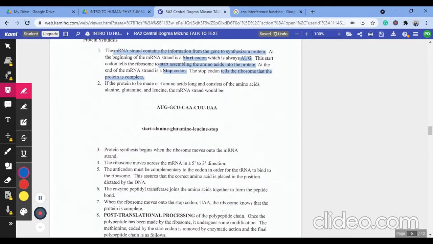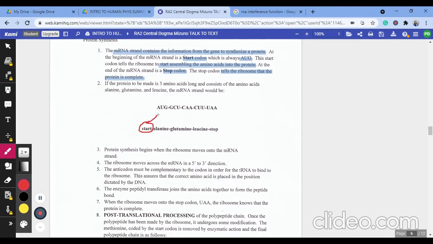If the protein to be made is 3 amino acids long and consists of the amino acids alanine, glutamine, and leucine, the mRNA strand will be AUG, GCU, CAA, CUU, and UAA. Start, alanine, glutamine, leucine, and stop. Okay. So start will always be AUG in this case, and stop will always be, I guess, a UAA.